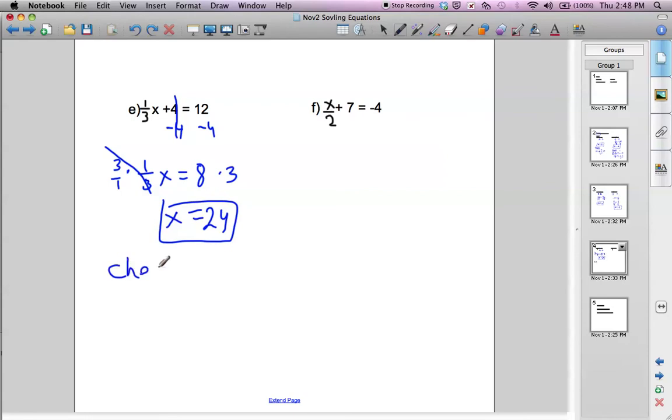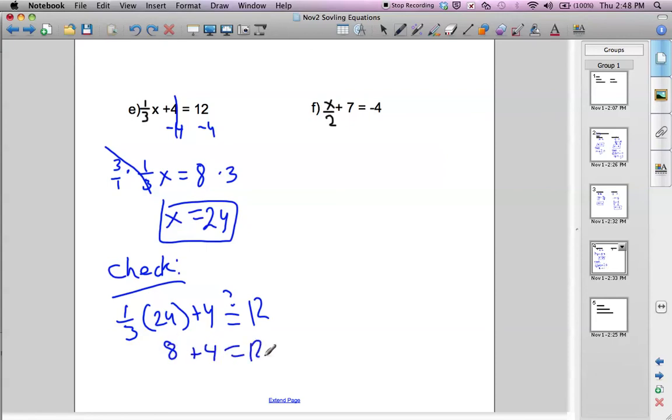Let's check that. If you have a third times 24 plus 4, do we get 12? A third of 24 is 8, plus 4. Yes, that does equal 12, so our answer is correct.